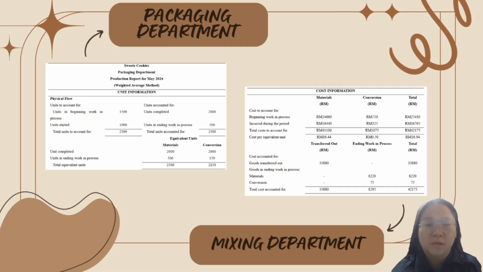In the cost information for the mixing department, the total cost to account for and the total cost accounted for are the same, which is 42,175 ringgit, while the total cost per equivalent unit is 16 ringgit 94 cents, which is 16 ringgit 44 cents from material and 50 cents from conversion.